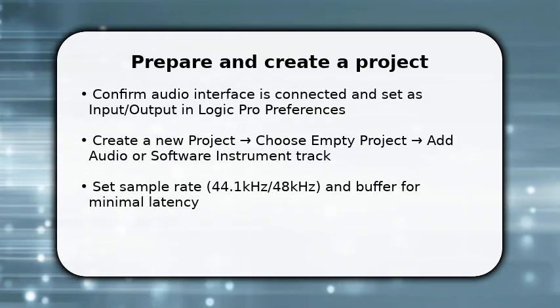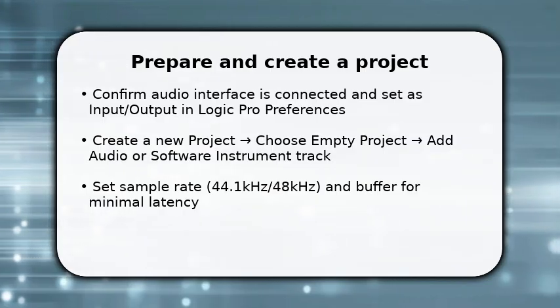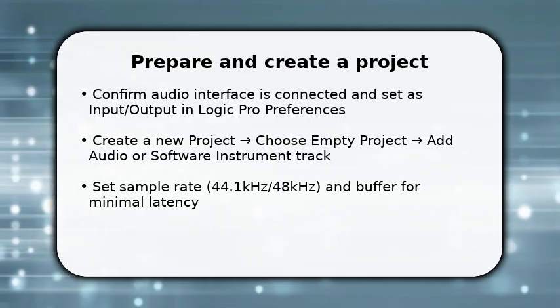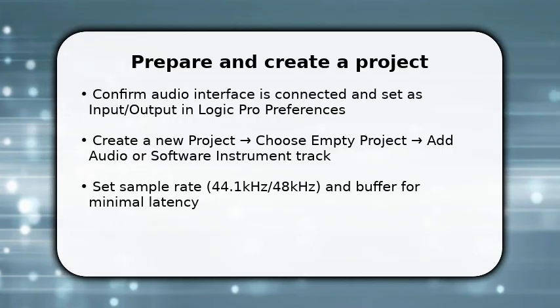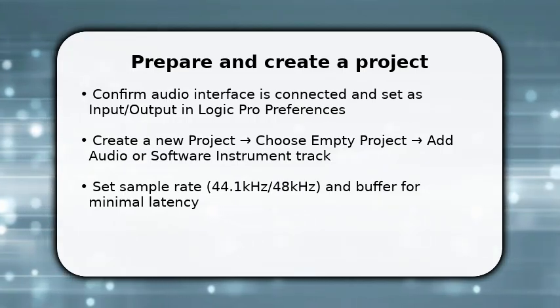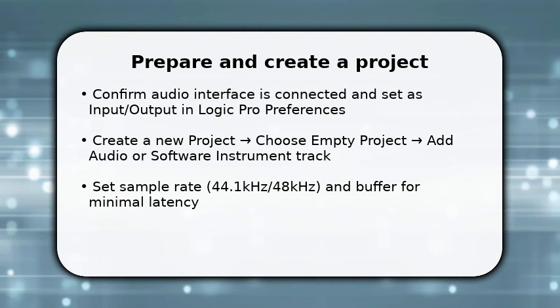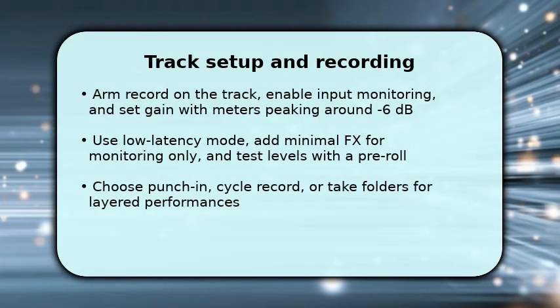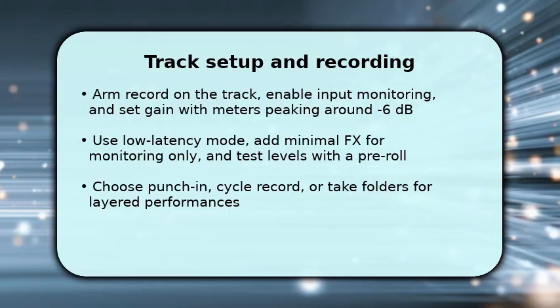Next, set your sample rate to 44.1 kHz or 48 kHz, and choose a buffer size low enough for monitoring but stable for your CPU. While doing this, assign the correct input channel and enable input monitoring. This gets you in position to record.